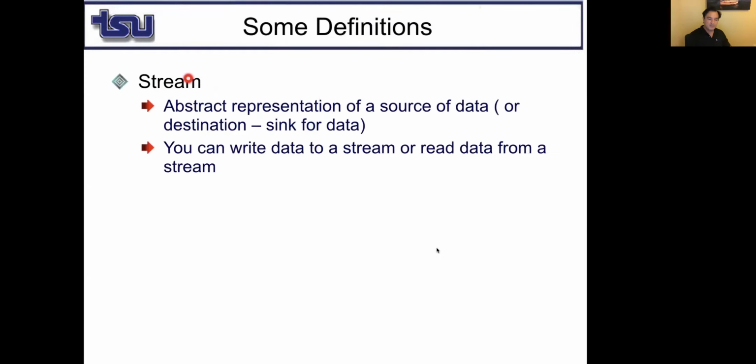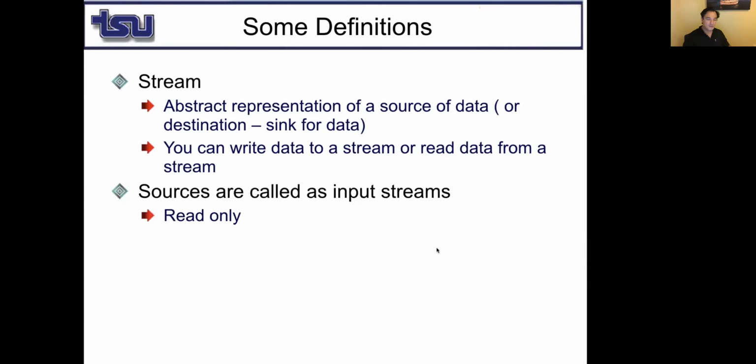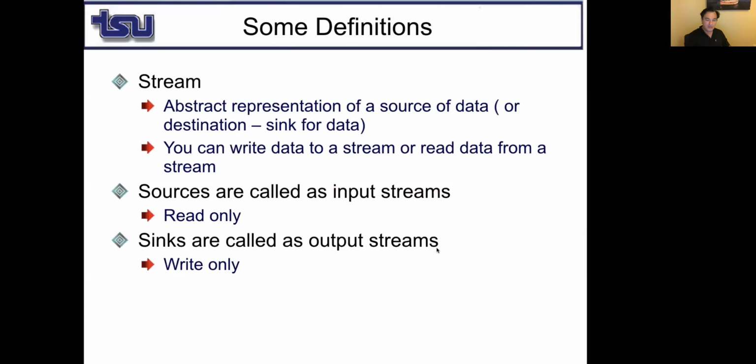First, what's a stream? A stream is nothing but an abstract representation of a source of data or destination of data. You can write data to a stream or you can read data from a stream. We call them input streams or output streams. Input streams are read-only. If you want to read from a file, you create an input stream. If you want to write into a file, you create an output stream.